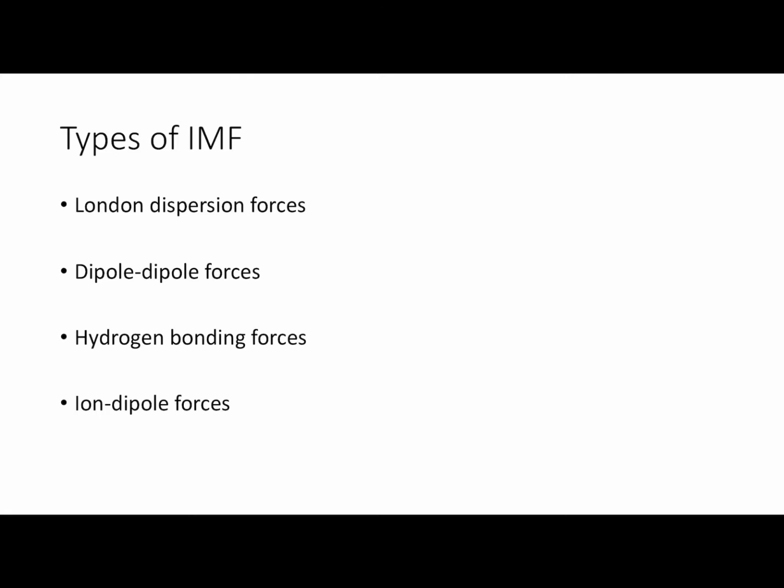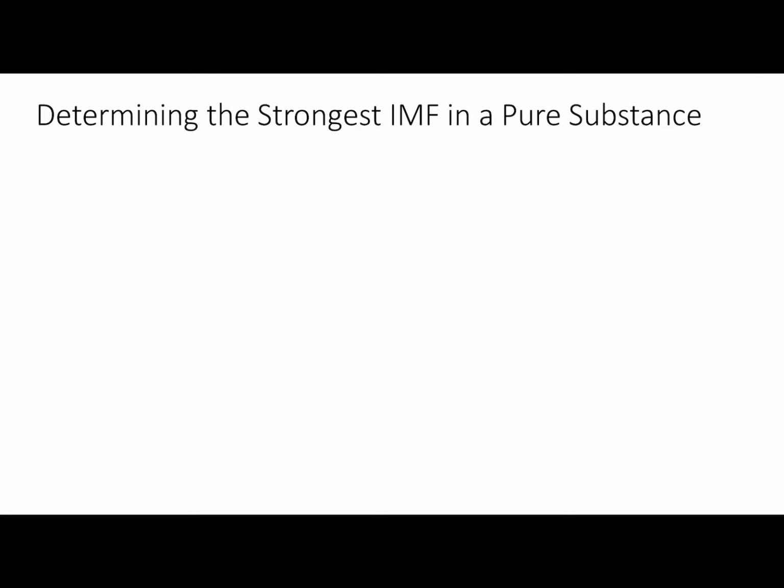Now that we know the different types of forces, or have reviewed them at least, let's look at how we might decide what the strongest intermolecular force is within a pure substance. I tend to take a flowchart approach to this process. Let's talk through that chart now, and then we'll work through the chart with a specific example.